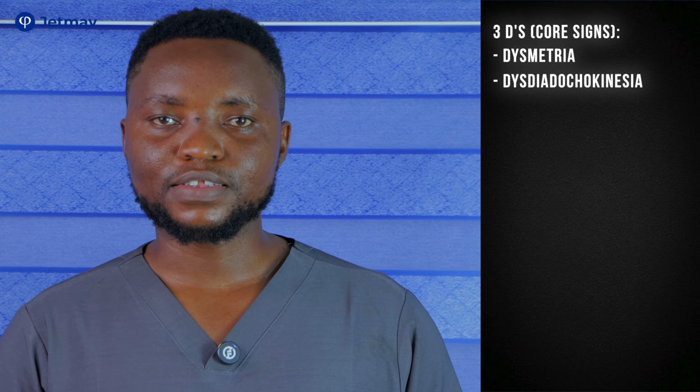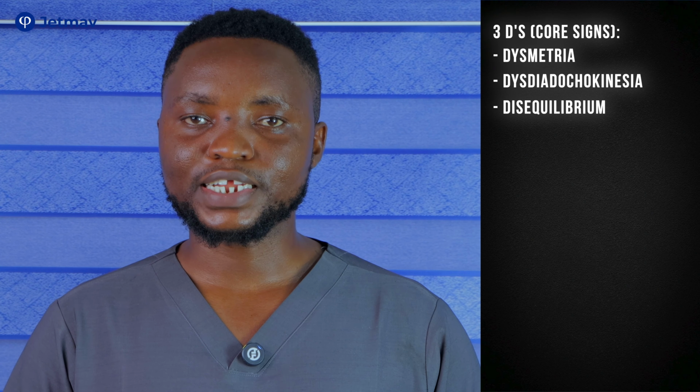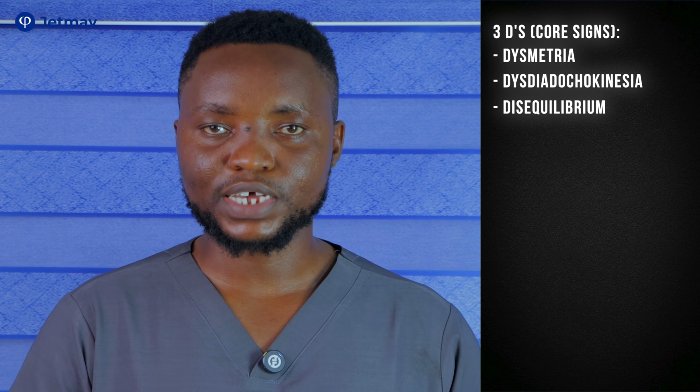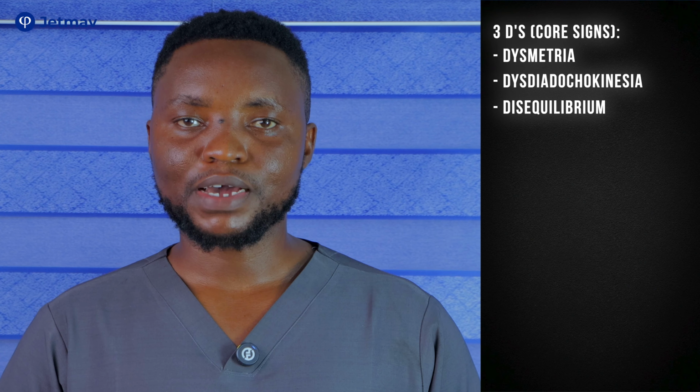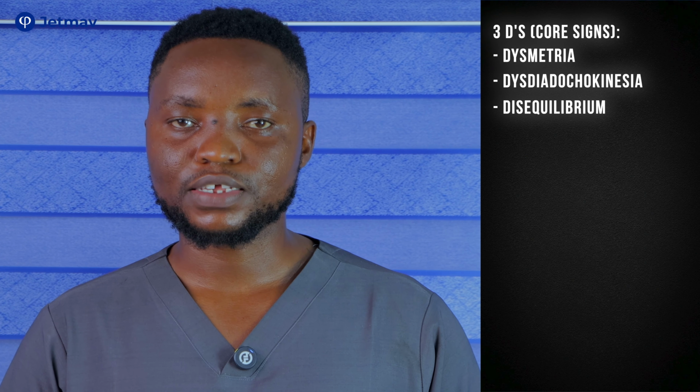The next classic sign is disequilibrium, where the patient might not be able to balance, or they might have an unsteady gait, where they tend to veer to one side when moving. So the patient might lose their balance and have an unsteady gait. So this is disequilibrium, one of the classic signs of cerebellar lesion.